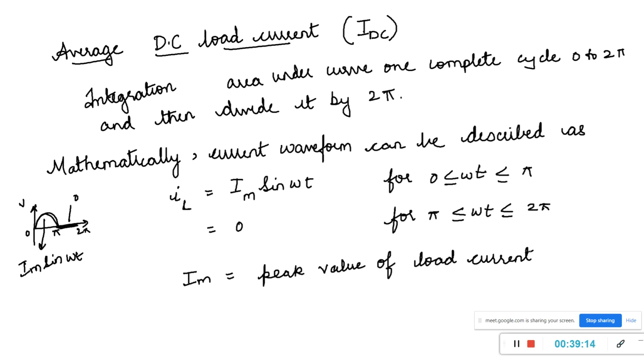Im is the peak value of the load current. Okay. So let me write it now in the next page. Hope you know it. For 0 to pi, there is a current Im sin omega t. For pi to 2 pi, the current is not there, so it is 0. So let me do the derivation completely in the next page.